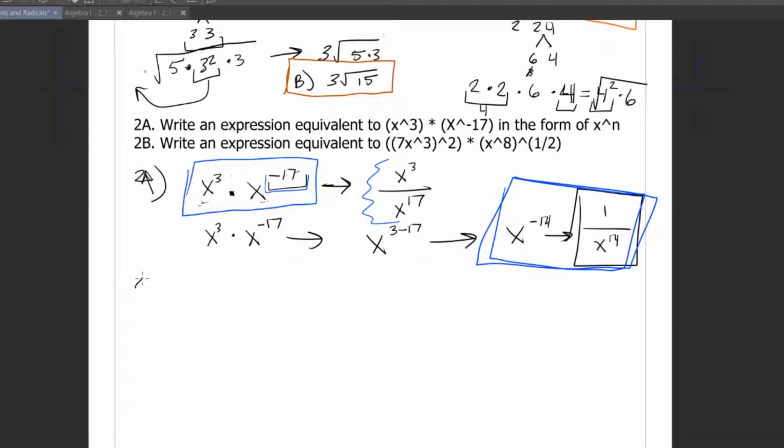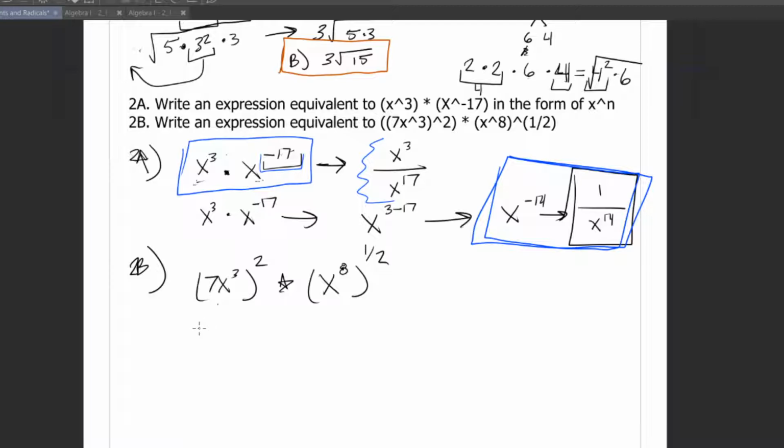Okay, let's look at 2b. Write an expression equivalent to 7x to the third, squared, times x to the eighth, to the 1/2. One way that people mess up this problem is they'll see this exponent and only apply it to this part right here. But what this is really equivalent to is 7x to the third times 7x to the third, right? So you have to remember both sides. Okay?